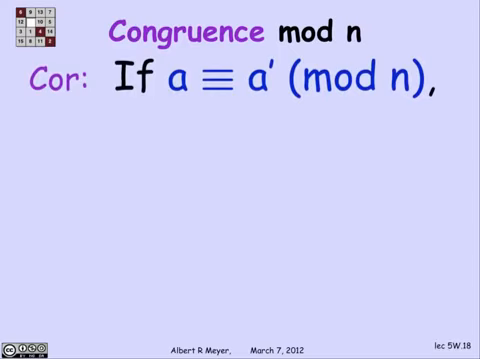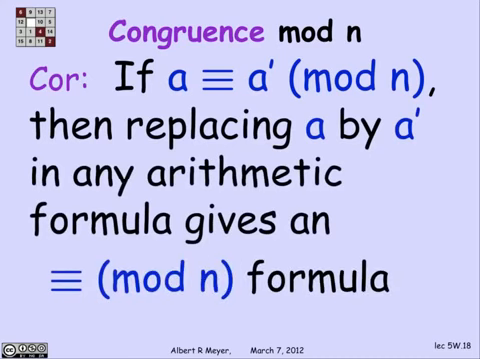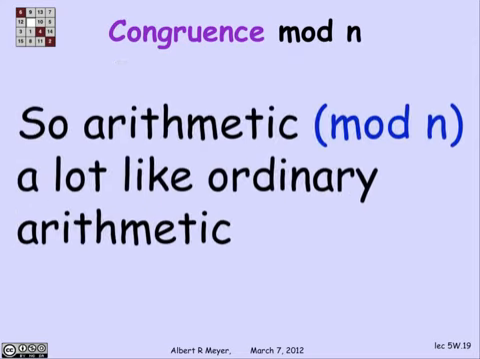A corollary of this is that if I have two numbers that are congruent modulo n, and I have any kind of arithmetic formula involving plus and times and minus, and what I want to know is what it's equivalent to modulo n, I can figure that out freely substituting a by a prime or a prime by a. I can replace any number by a number that it's congruent to, and the final congruence result of the formula is going to remain unchanged. So overall, what this shows is that arithmetic modulo n is a lot like ordinary arithmetic.